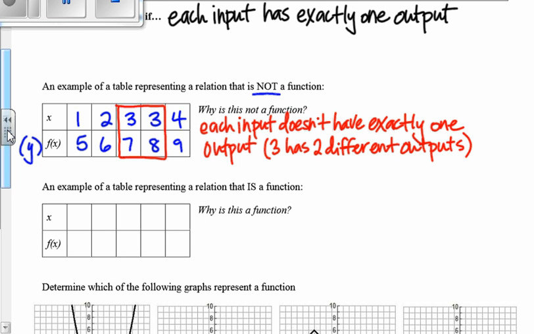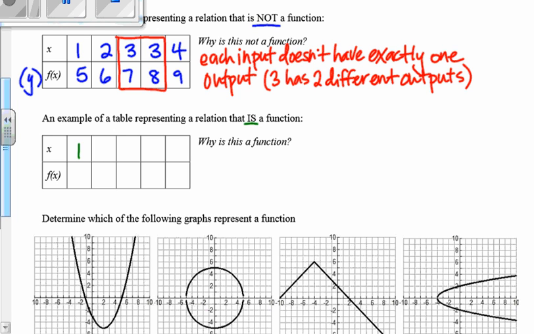All right, and now we're going to do a table representing a relation that is a function. So here I'm going to fill out x values. Again, no rhyme or reason. Notice I didn't repeat any of the x values this time. And then I am going to fill out some y values. Now this one looks kind of tricky because it seems questionable that 2, 3, and 4 all have an output of 7. That kind of makes it seem like it shouldn't be a function. But in reality, this is still a function because each input has exactly one output. It's just that each input sometimes has the same output, and that's okay.